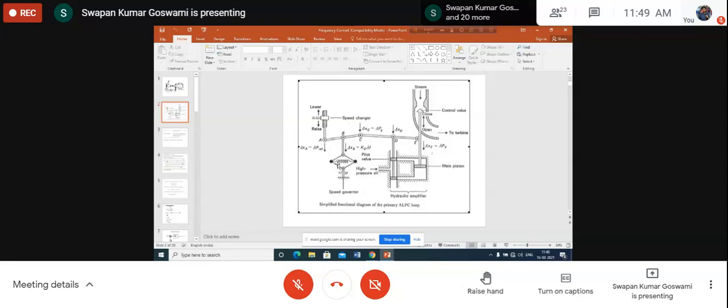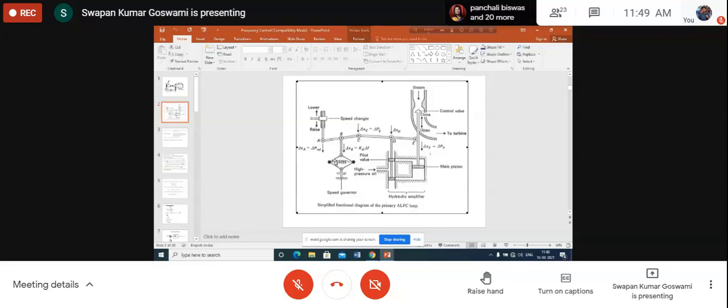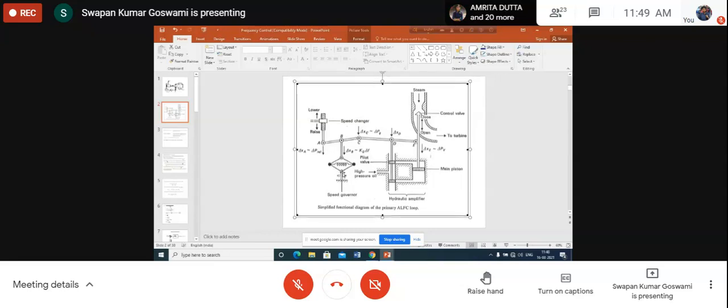Sometimes these two fly balls are connected with the help of a spring. This is a rigid link, this is also a rigid link, and from this pivot, this is a rigid link. So there are four rods, you can say, and another rigid link, which is pivoted here. These fly balls are so arranged that they rotate along with the rotor of the synchronous generator. That means they are somehow coupled with the rotor of the generator.